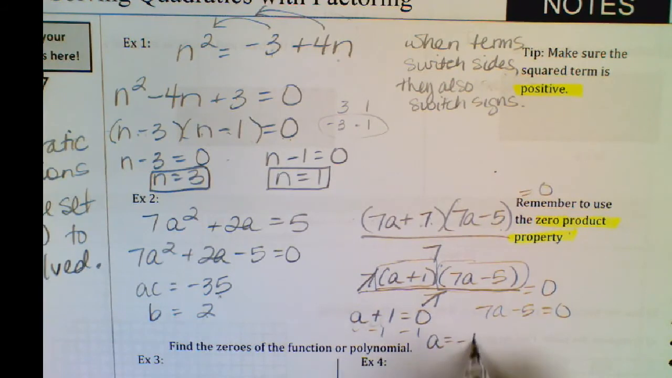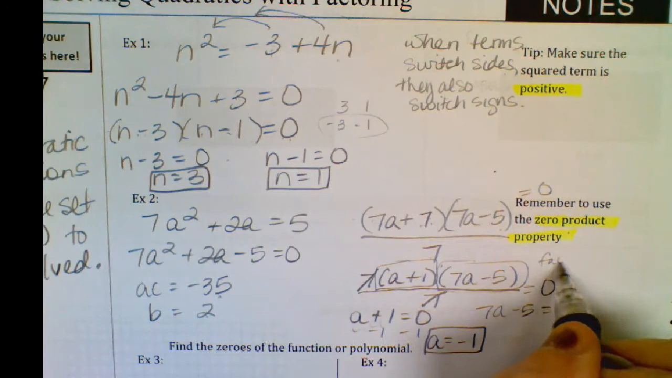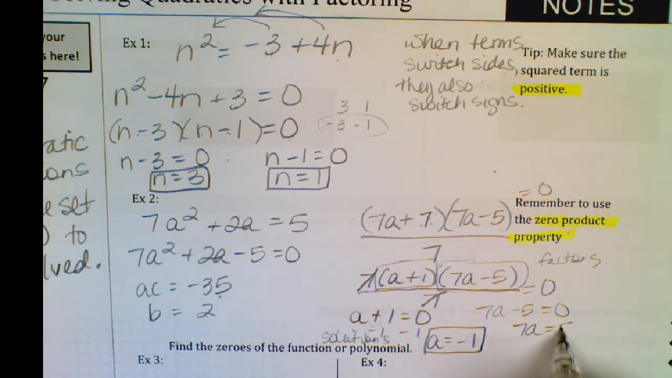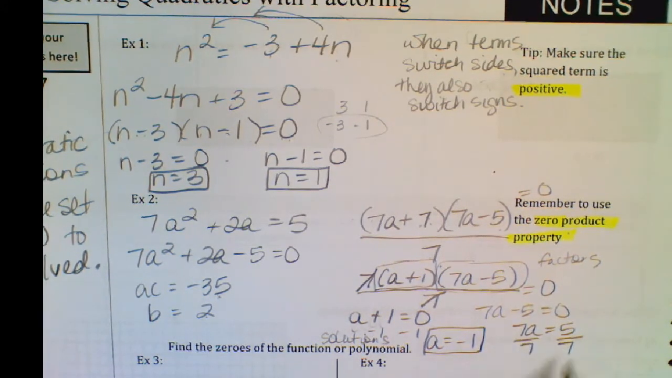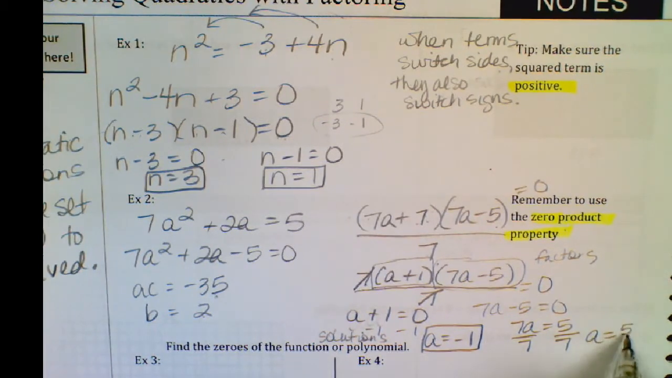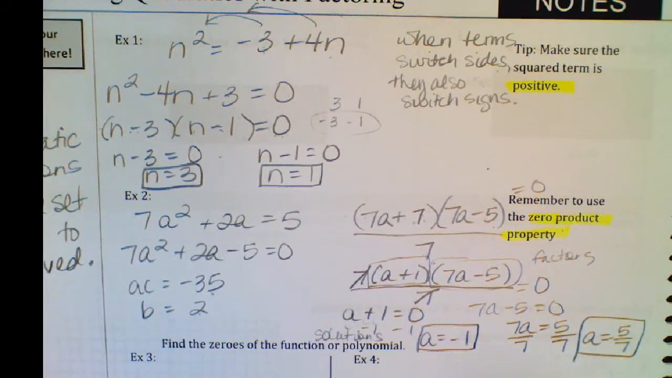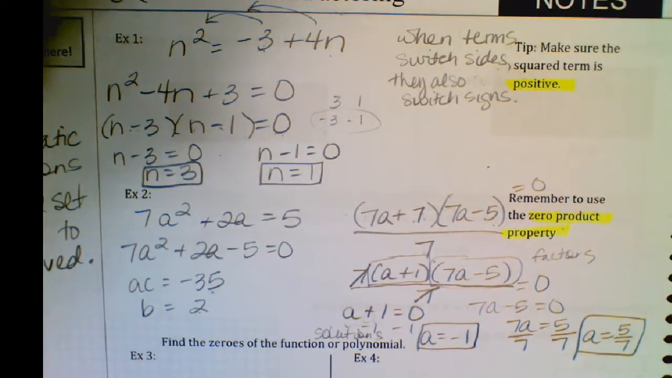So one of my solutions, these are factors, these are going to be our solutions down here. And the other one would be 7a equals 5, so a equals 5/7. I actually really like this Australian method the more and more I use it. So I might do another one down lower just to get a little bit more practice on it.